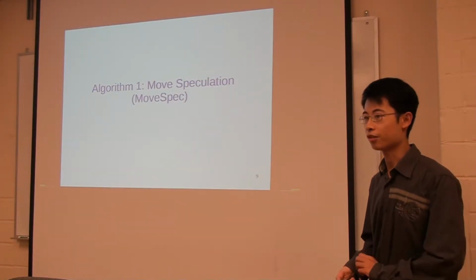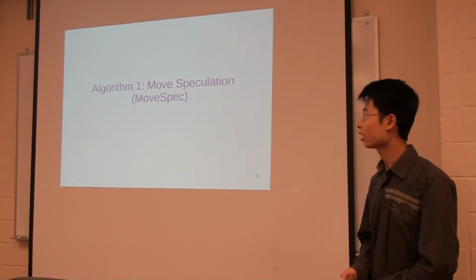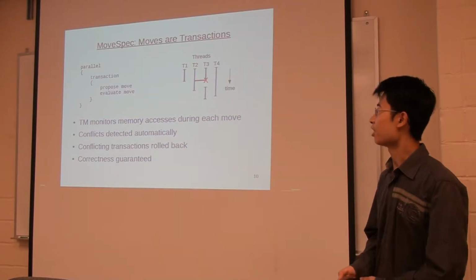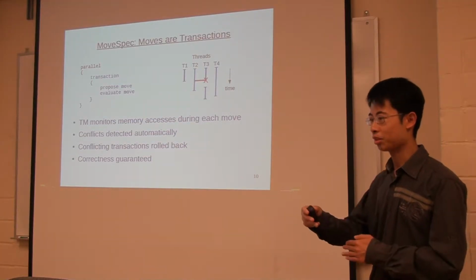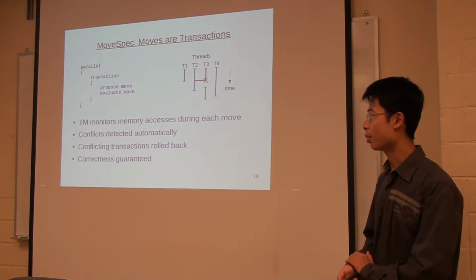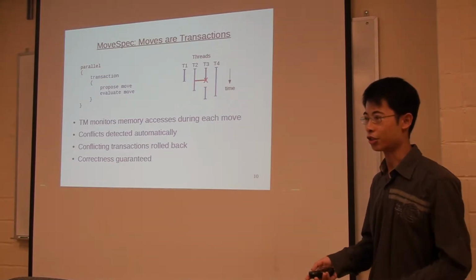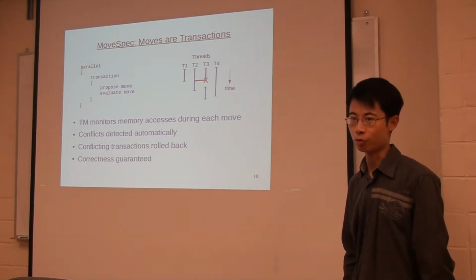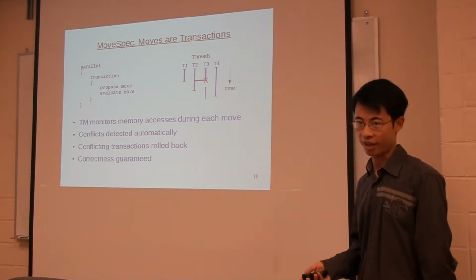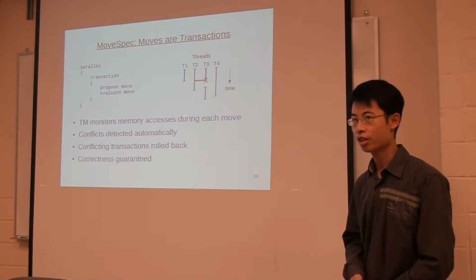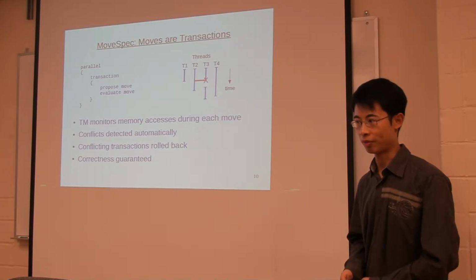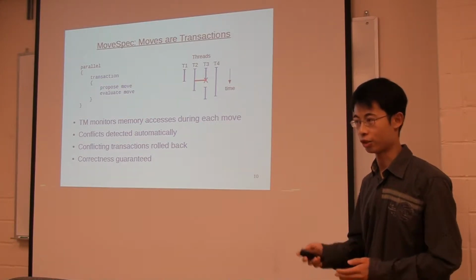The first algorithm we have is very much like TVPR, and we call it move speculation, or move spec for short. In this algorithm, we simply wrap an entire move in a transaction and use a transactional memory, or TM system, to monitor memory accesses made during each move. The system will detect conflicts automatically and also automatically roll back anything that conflicts. So the correctness of the resulting parallel placer is guaranteed. And from a programming perspective, it's very straightforward to apply a transaction to your code.